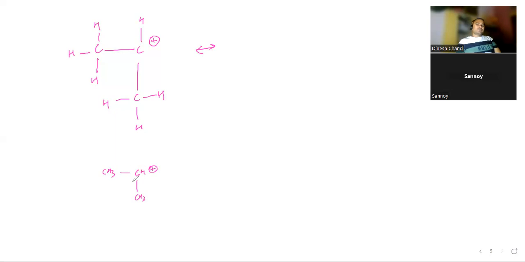This one, the 2 degree only. 2 degree only, no? That is why I am asking. See, now what will happen? This electron is shifting here. So it will be H plus, right? Here is the carbon, double bond CH, and here is CH3. So one structure we have drawn.